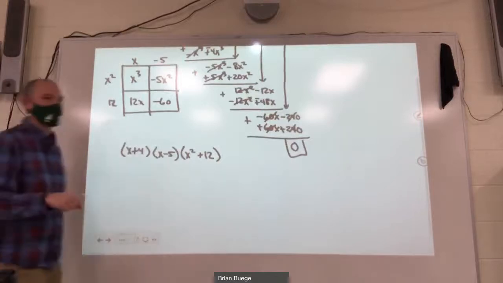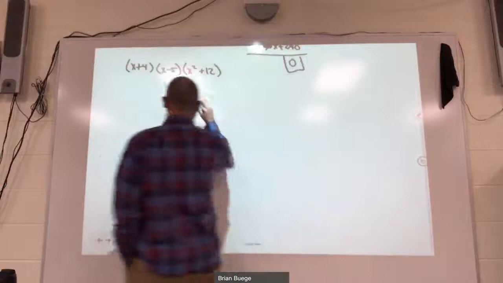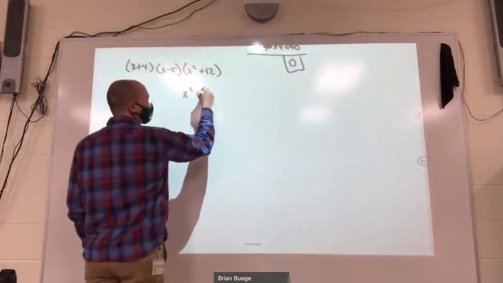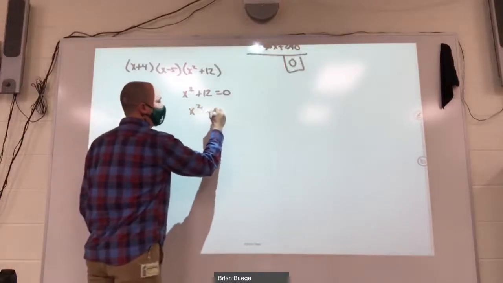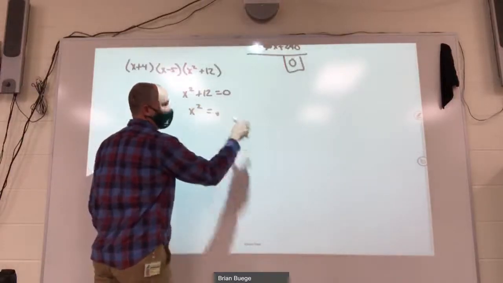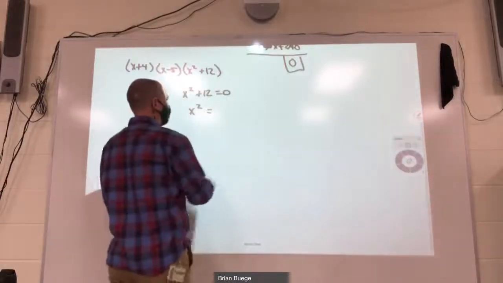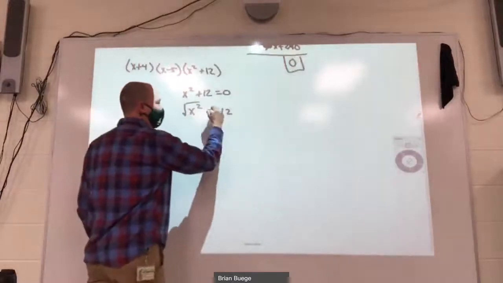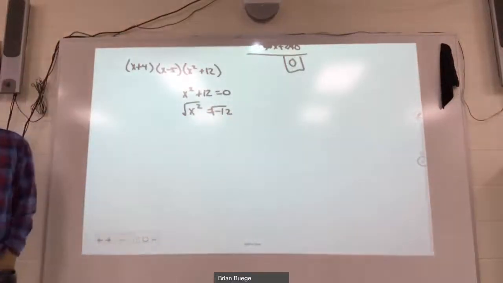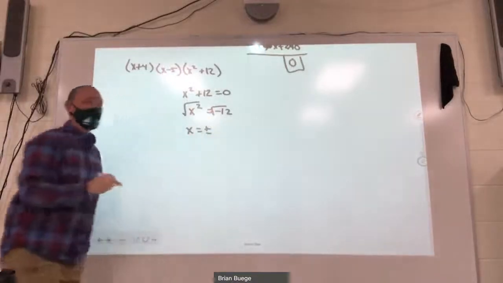Okay? Let's go through that just for a second, just to make sure you're understanding that again. If I take this x squared plus 12, set it equal to 0, I get x squared equal to negative 12. And therefore, now when I take the square root, because I took the square root when I'm solving an equation, plus or minus.